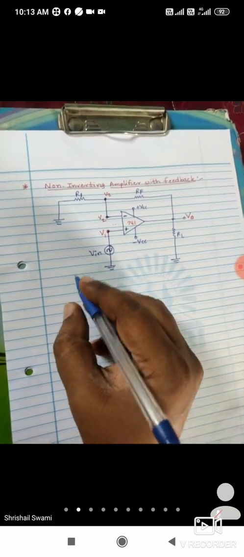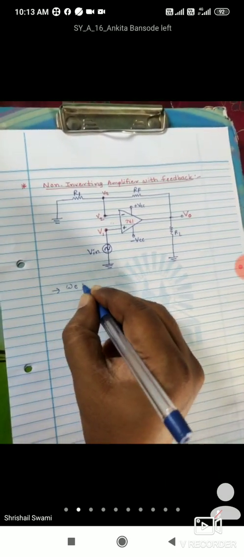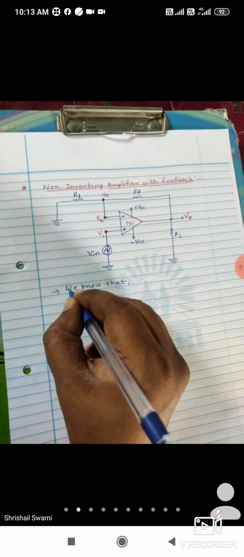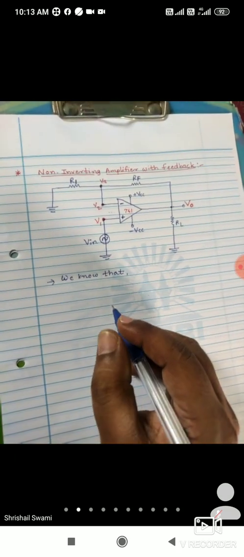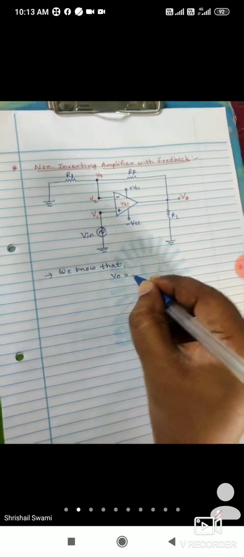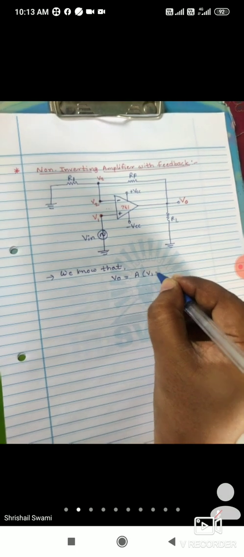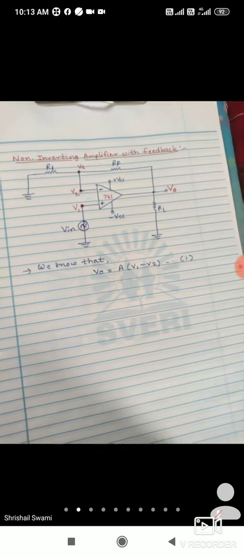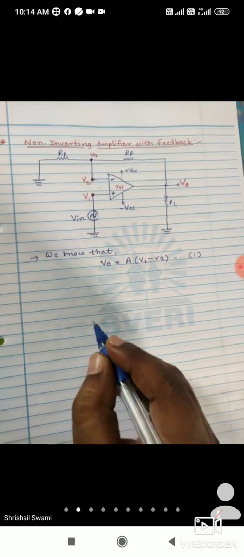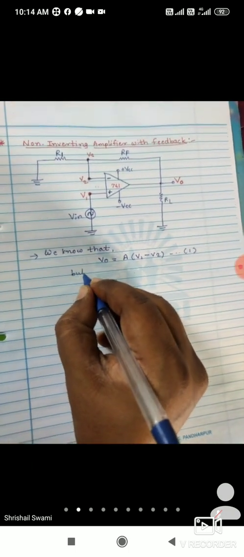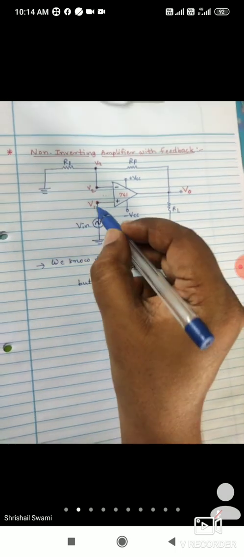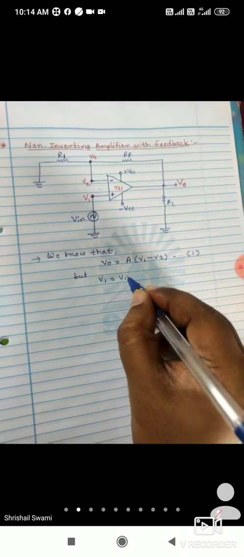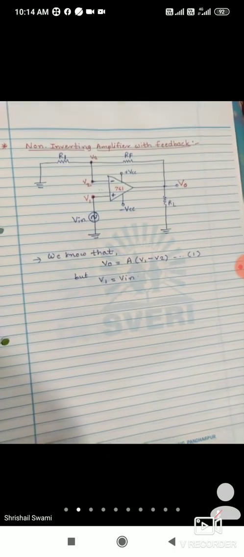So we can start deriving the expression of the closed loop gain. First we discuss the general method, then the virtual ground concept. We know that the output voltage V0 is equal to A into (V1 minus V2). This is equation number 1. But what is V1? V1 is nothing but Vin.